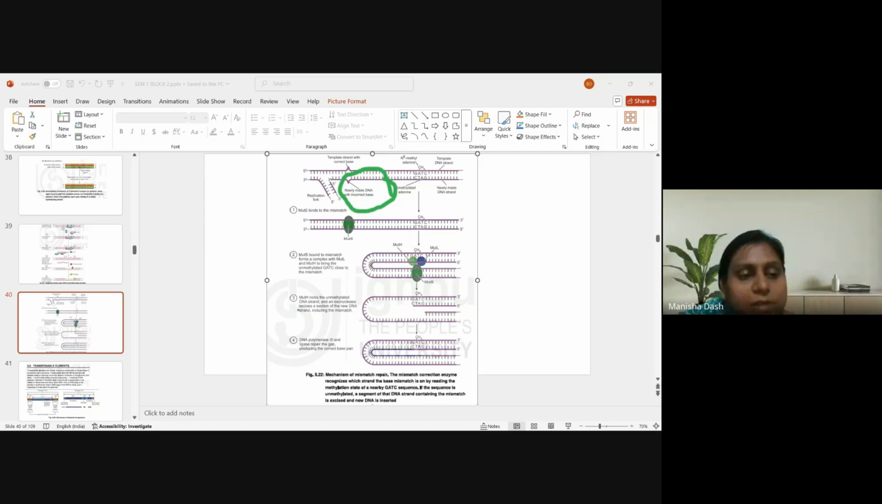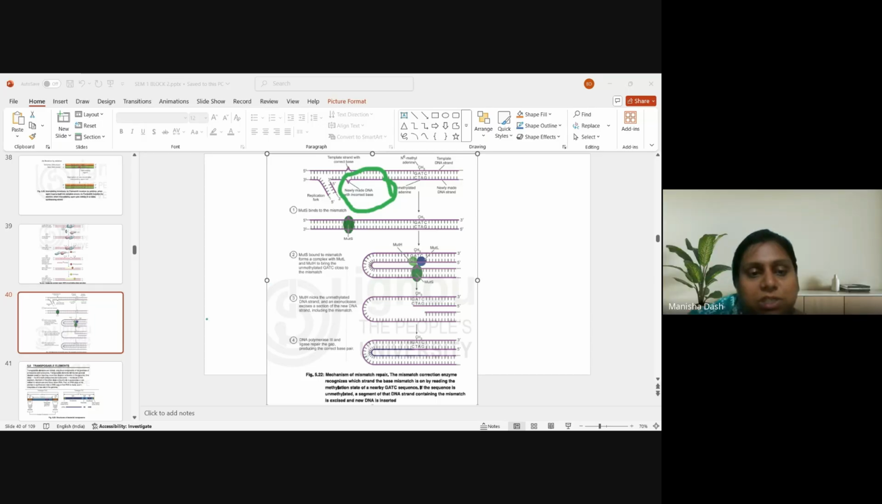Okay. So this is mostly required. Even if you write less, if you can clearly draw this schematic diagram, that will also be sufficient, because it clearly demonstrates the mechanism, how exactly the repair process is happening. Okay, ma'am.